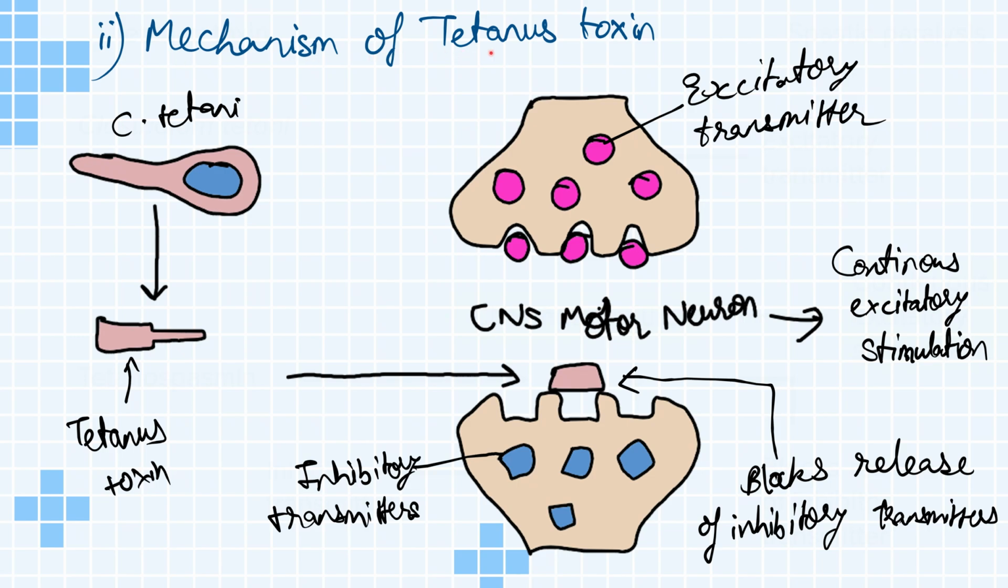Now, let us understand the mechanism of tetanus toxin. Clostridium tetani produces tetanus toxin, which travels to the central nervous system. Normally, inhibitory neurotransmitters like GABA and glycine control excessive muscle activity, but tetanus toxin blocks the release of these inhibitory neurotransmitters. As a result, excitatory neurons keep stimulating the motor neurons continuously. This causes continuous muscle contraction, muscle rigidity, and painful spasms that are characteristic of tetanus.